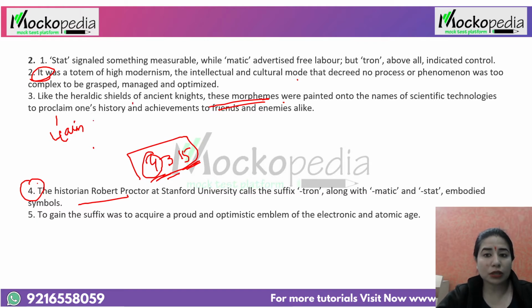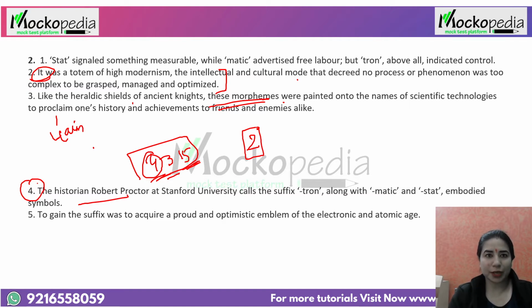Now, how there was no process or phenomenon that was too complex to be grasped, managed, and optimized. It was a totem of high modernism, intellectual and cultural mood. This is not what the context is talking about. So, this statement is irrelevant to the discussion. Hence, to pick the odd one out, we'll have 2 as the final answer, right?